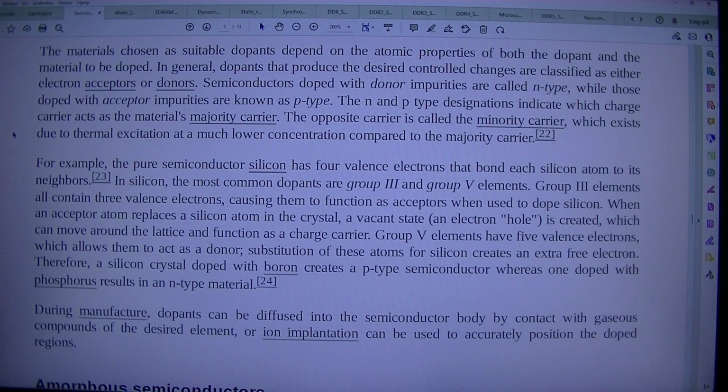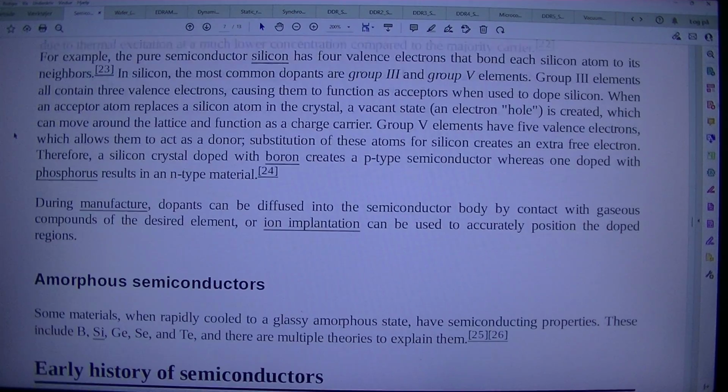For example, the pure semiconductor silicon has 4 valence electrons that bond each silicon atom to its neighbors. In silicon, the most common dopants are group 3 and group V elements. Group 3 elements contain 3 valence electrons, causing them to function as acceptors when used to dope silicon. When an acceptor atom replaces a silicon atom in the crystal, a vacant state, an electron hole, is created, which can move around the lattice and function as a charge carrier.